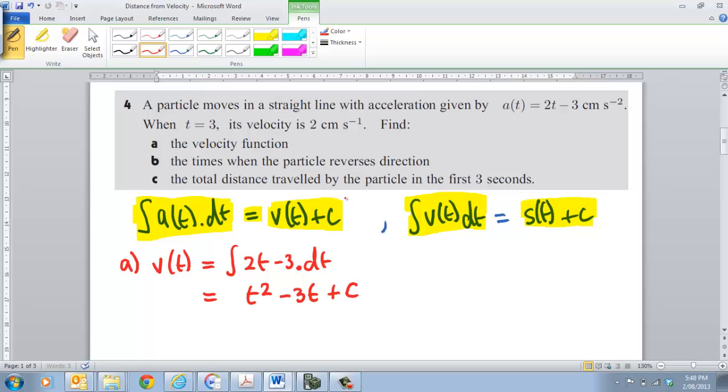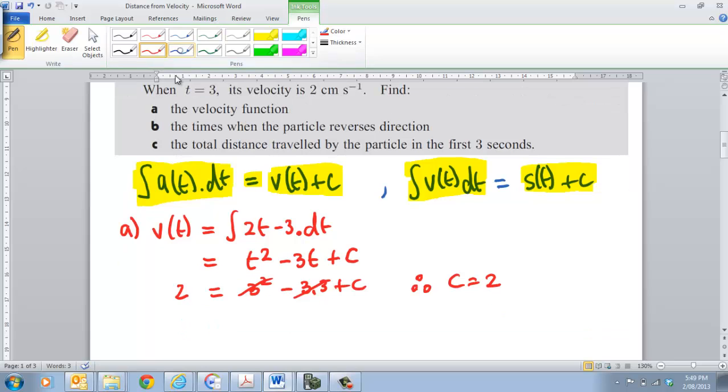Now if you look at the question, there is some information up here. When t is equal to 3, we know the velocity is equal to 2. So what we could do there is go 2 is equal to 3 squared, take 3 times by 3, plus c. Now obviously that's going to cancel each other out. So therefore, in this particular case, c is equal to 2. What it means is I can now write the equation that we're going to use: v of t is equal to t squared take 3t plus 2. So that's the equation we're going to use for doing everything else in the question.